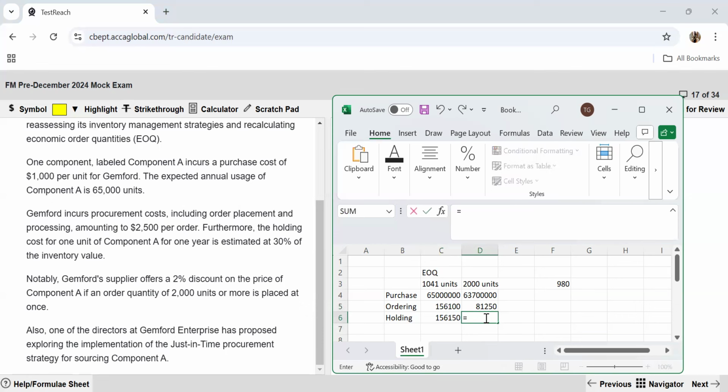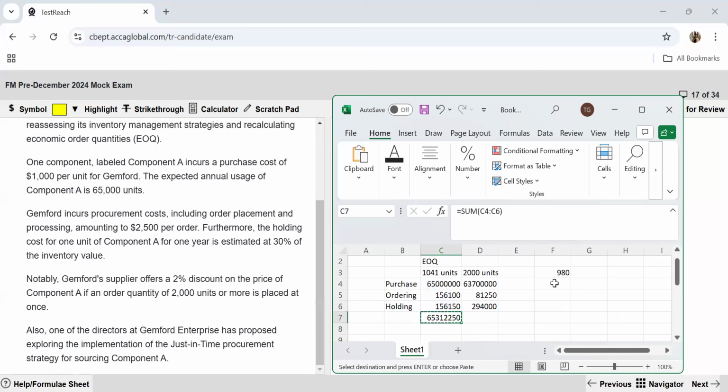Now let's do the same thing for the 2000 units case. If I'm ordering 2000 at once, my average inventory will be 2000 divided by 2. And this needs to be multiplied by 30% of my purchase price. We have already worked out that in this scenario, my purchase price will be 980. 30% of 980 will be my storage cost per unit. So I'm multiplying per unit cost by the total number of average units that I hold in my inventory. Now we can sum all of them. This will give us a comparison.